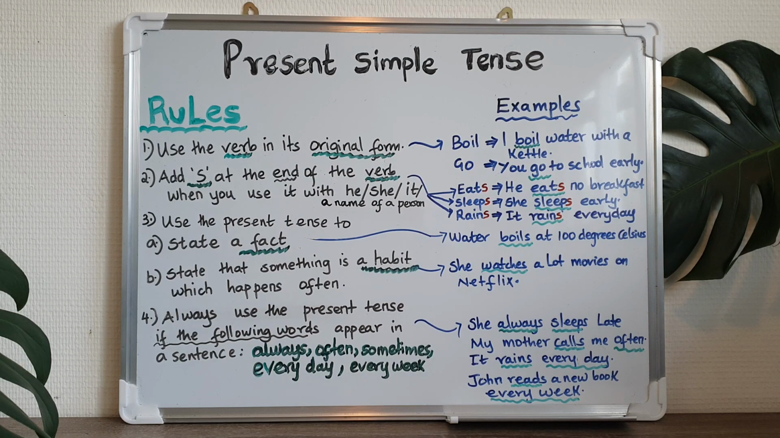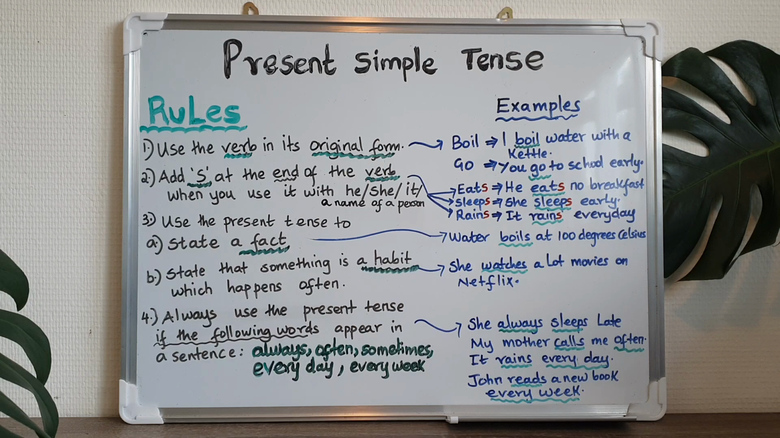When it comes to the present simple tense, there are certain rules that you have to follow to use this tense correctly. The first rule is: use the verb in its original form. You must remember to always use the verb in its original form.